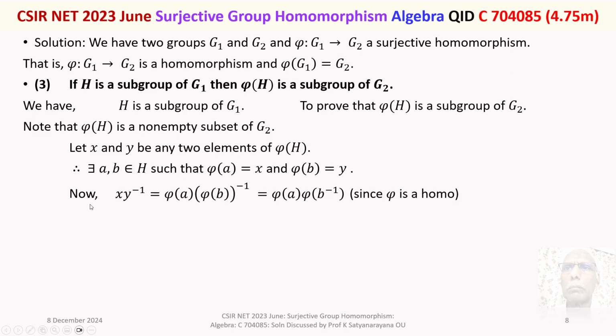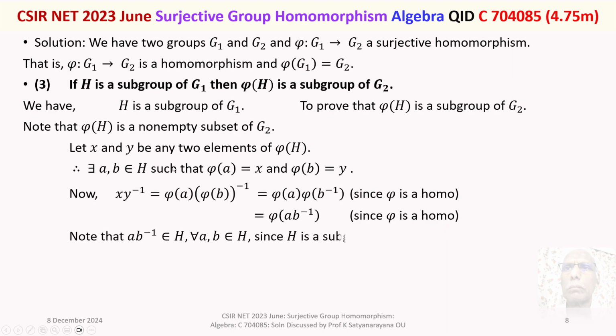Correct. So, x y inverse is equal to phi of a into phi of b whole inverse, which is phi of a into phi of b inverse, because it is a homomorphism. So, we are clubbing the two conditions into x y inverse. So, phi of a into phi of b inverse is phi of a b inverse, because phi is a homomorphism.